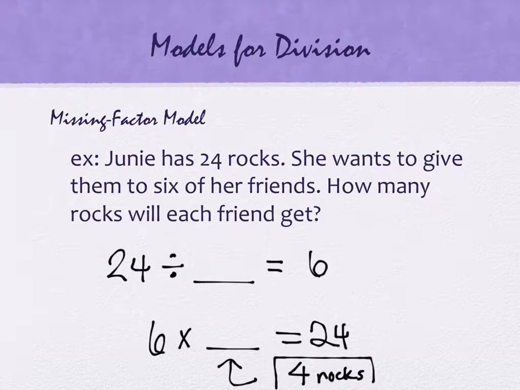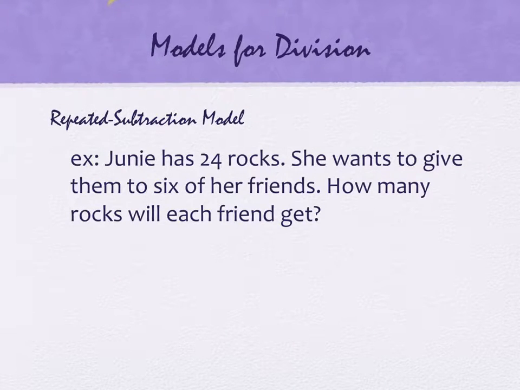Okay. Last example is a repeated subtraction model. Repeated subtraction gets people a little bit confused. It is definitely not efficient. So efficient means quick, okay? But it's easy. It's just not efficient. So same question, 24 rocks, give them to 6 of her friends. How many rocks will each friend get?